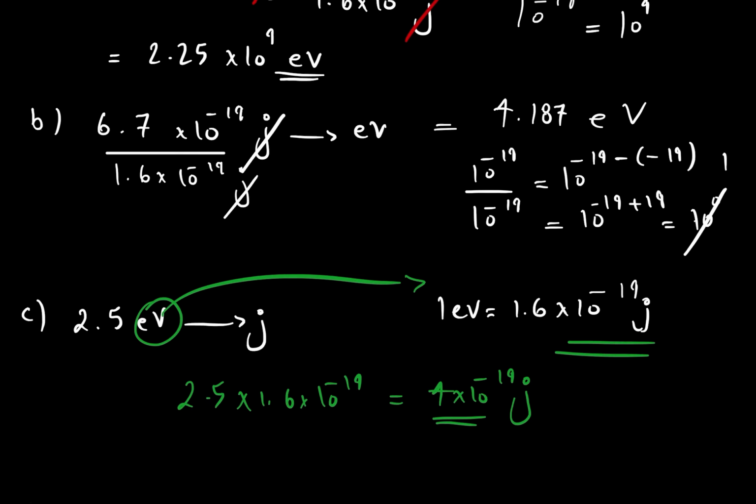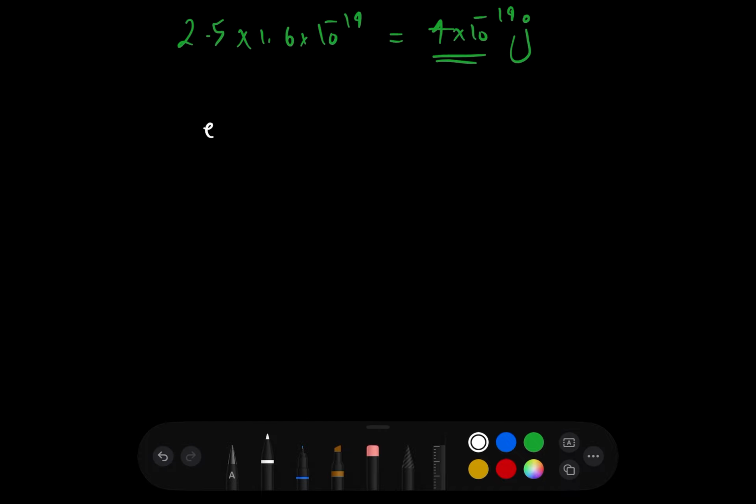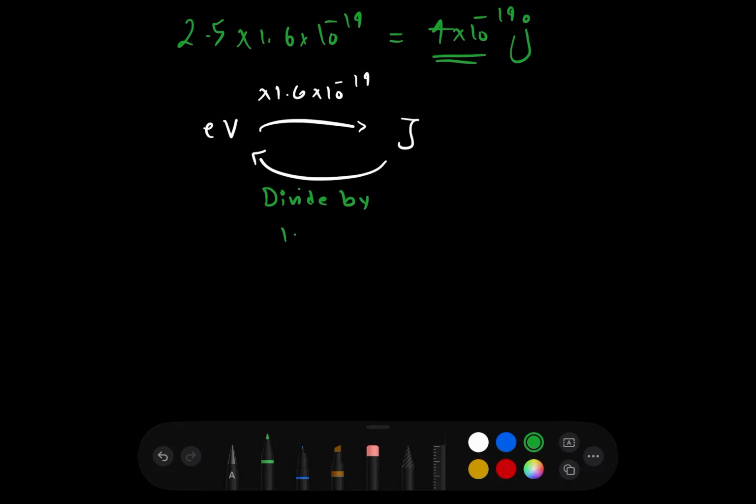That is the amount of joules that is in 2.5 electron volts. Moral of the story, if you want to convert from electron volts into joules, you just multiply by 1.6 times 10 to the power of negative 19. If you want to go from joules into electron volts, you should divide by 1.6 times 10 to the power of negative 19.